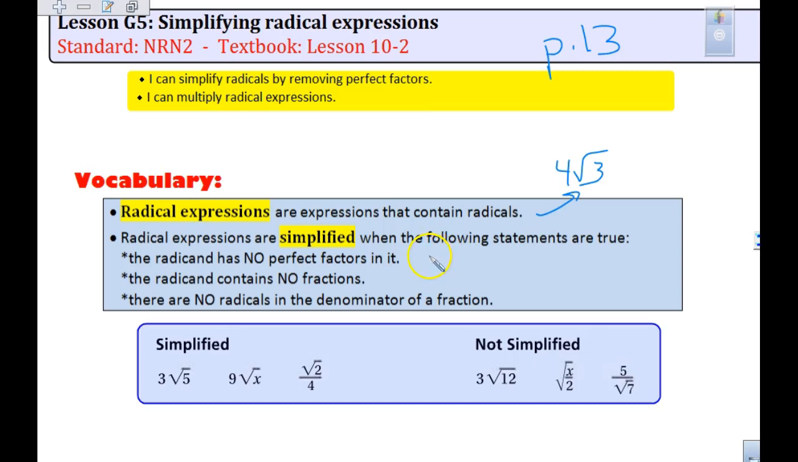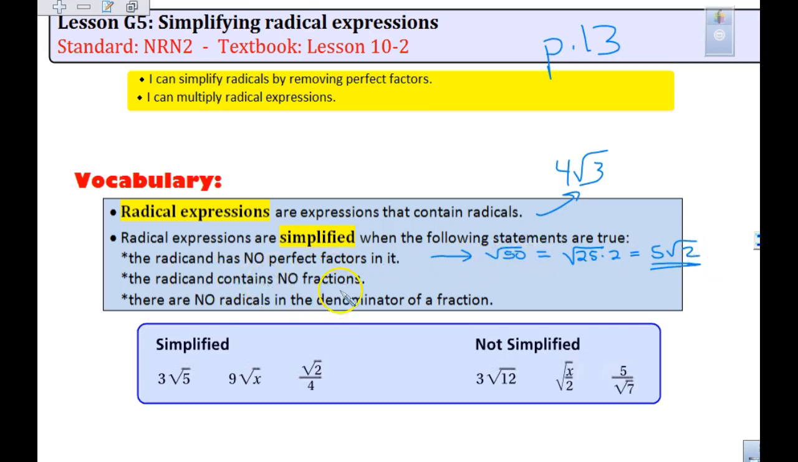So underneath that radicand, you can have no perfect squares, which means you cannot have something like the square root of 50. Why can't we have 50? Because 50 can be factored as 25 times 2, which gives us 5 square root 2. This is in simplest form. Square root 50 is not.